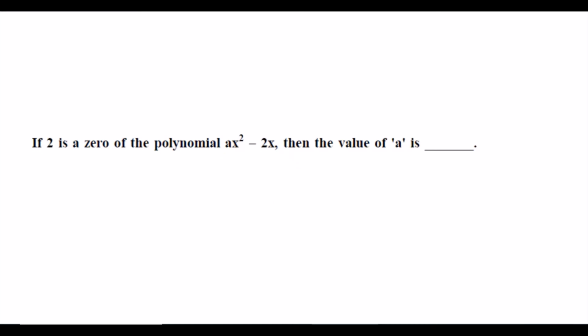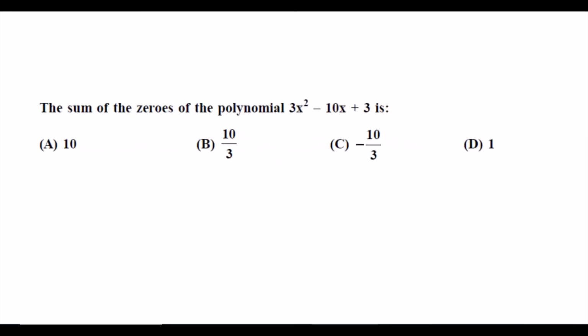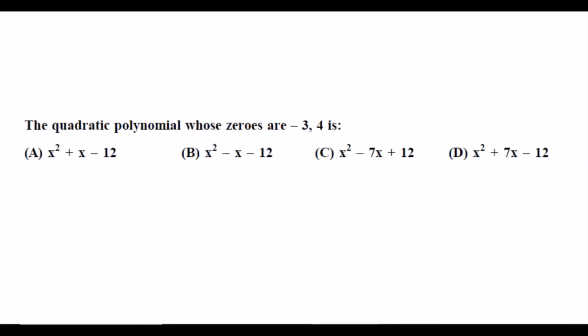Next, if 2 is a zero of the polynomial, then find the value of a. You substitute x is equal to 2 in this polynomial and equate to 0, you will get the value of a. It is 1. Now the sum of the zeros is asked. One polynomial is given, you have to find the sum of the zeros, that is negative b by a. It is 10 by 3.